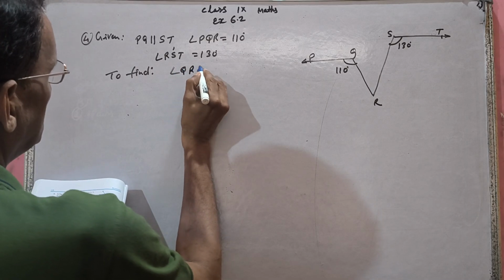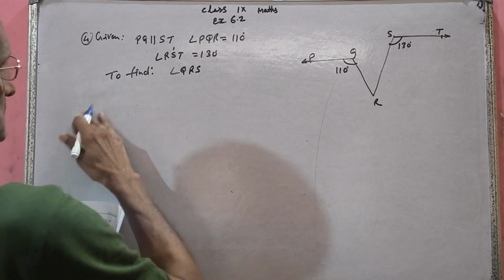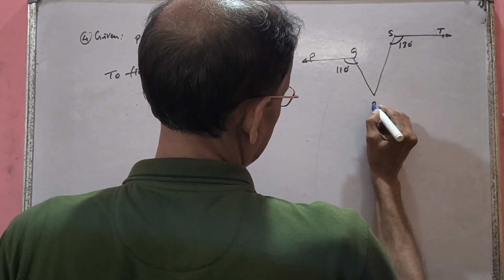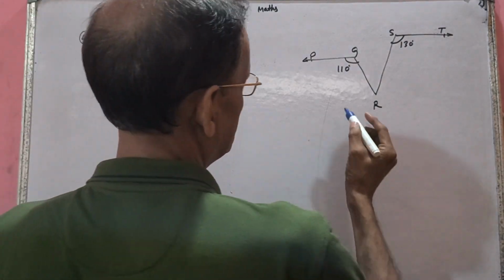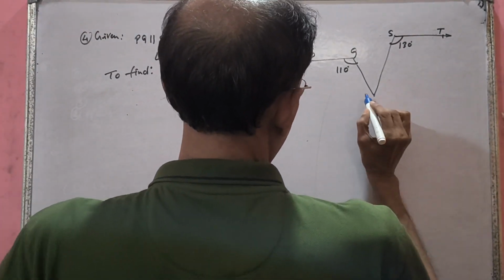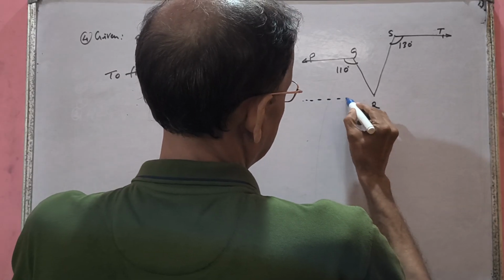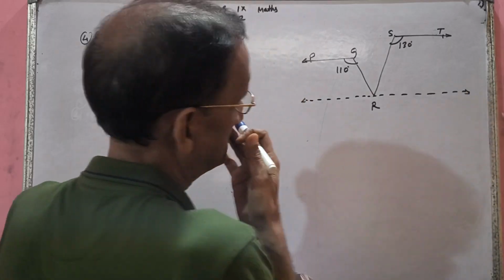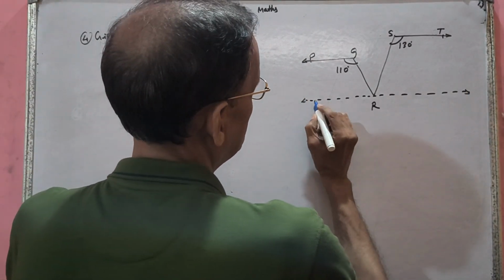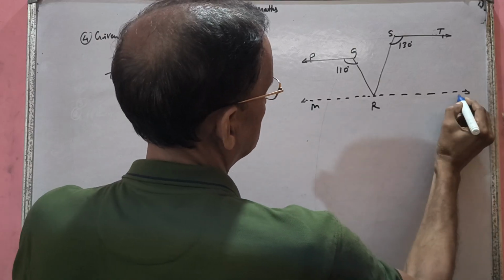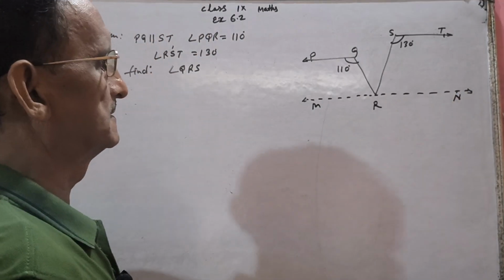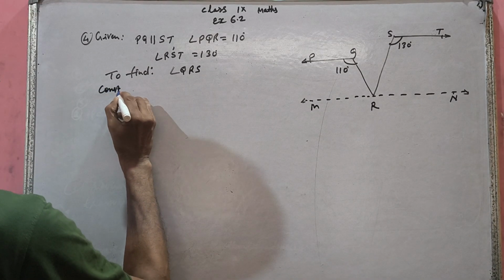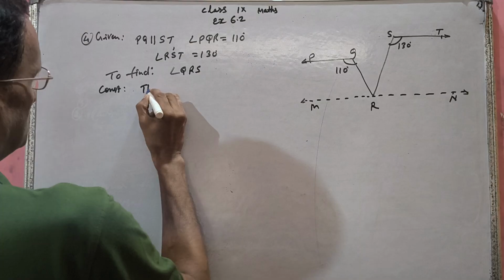Angle QRS. Now see, we need a construction here. Construction, understood? If we want to do something extra other than what is given in the diagram, that is called construction. So through the point R, we draw a line parallel to PQ. Anything you can name it. You can write MN or any other name which is not given. So this is called construction. So we need to write construction here.